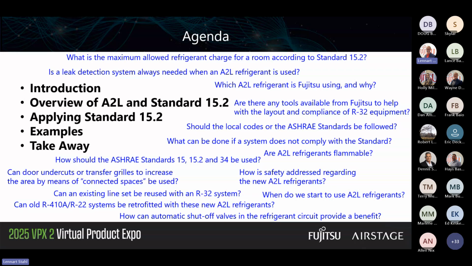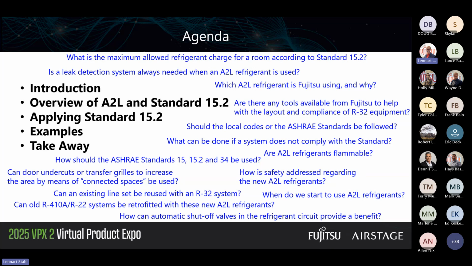So this is the agenda. It's the introduction, that's where we are right now. Then an overview of A2Ls, what they are, and Standard 15.2. And then how you apply the standard. And then examples. Wayne has some really good examples showing very applicably how you do this. And then takeaways at the end, a couple of slides about takeaways.